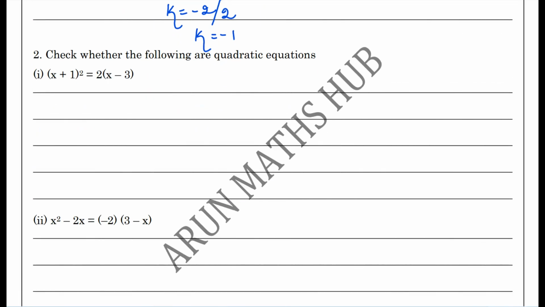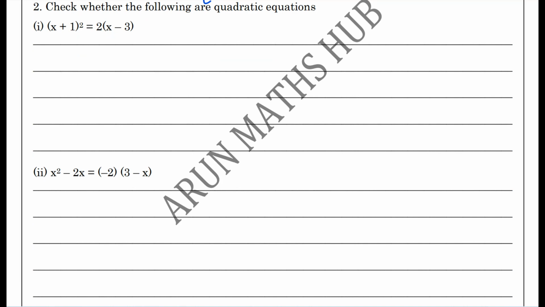Now check whether the following are quadratic equations. Given an equation, you cannot directly say by seeing it whether it is a quadratic equation or not. What you should do is simplify. You should know the identity a plus b whole square. What is a plus b whole square? A plus b whole square equals a square plus 2ab plus b square.